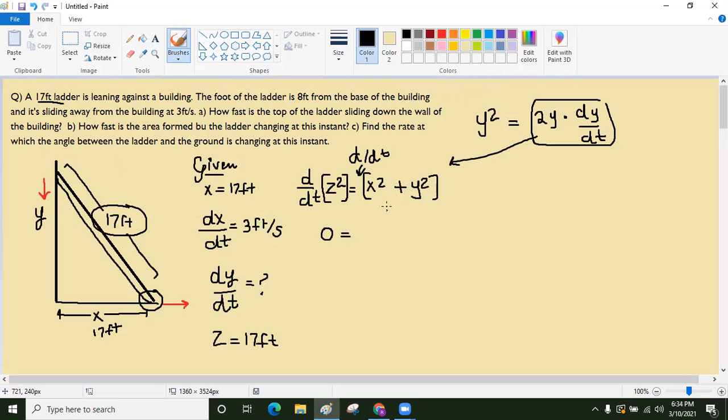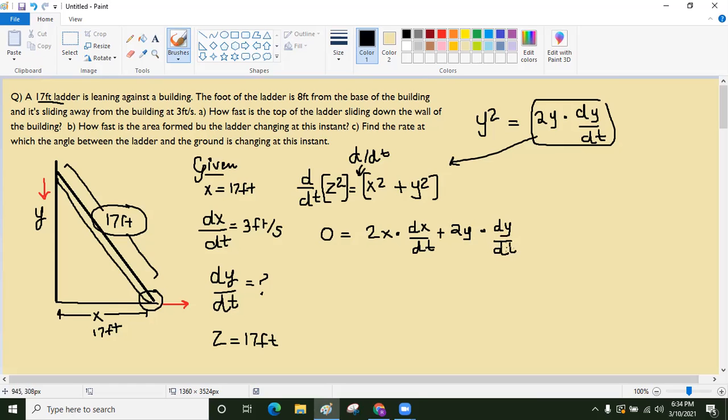And if we look at what we have here, we'll take the derivative of x squared, which is just 2x. And since this is an application of the chain rule, we're taking the derivative of the inside function, which is x, and that's just going to be dx over dt. And we're going to add that to the derivative of y squared, which is 2y, multiplied by, again, the derivative of the inside of y, which is, of course, dy over dt.